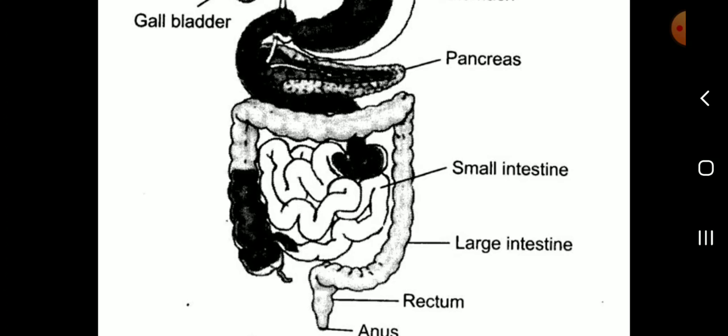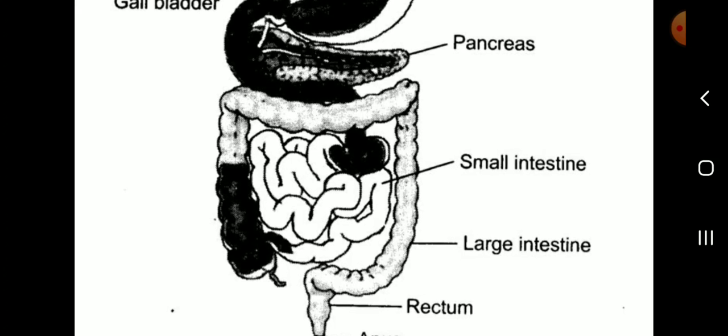What is meant by pseudopodia? Pseudo means false and podia means feet. So pseudopodia means false feet. Pseudopodia are present only in amoeba. Their main functions are locomotion and engulfing the food materials.